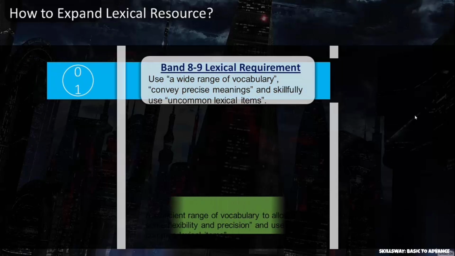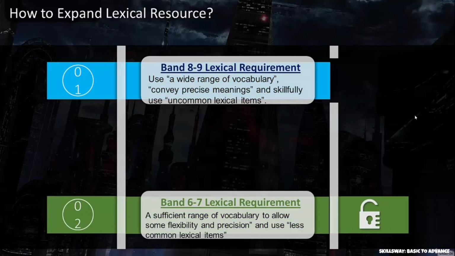Now, in terms of how to expand your lexical resource, like I said earlier, use a wide range. A band 6 or 7 is using a sufficient range. Now you might ask, what's the difference between a wide range and a sufficient range? Well, like I said, the examiners are really trained for that. A wide range just means that on all the different topics, you've been able to show a range of vocabulary. A sufficient range means if there are 4 different topics, on maybe 2 or 3 of the different topics that they ask you about, you're able to show range.